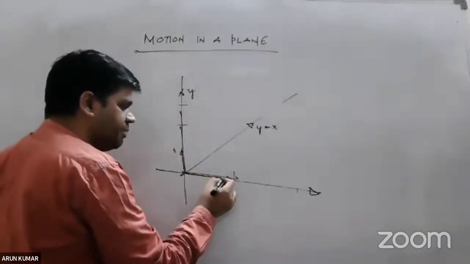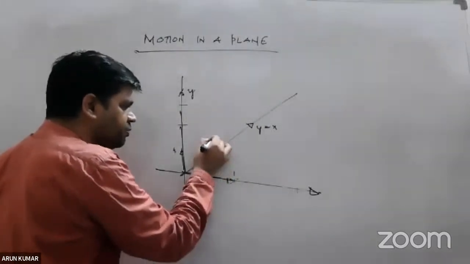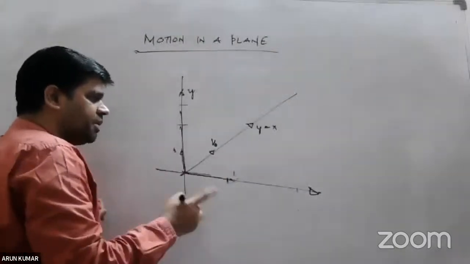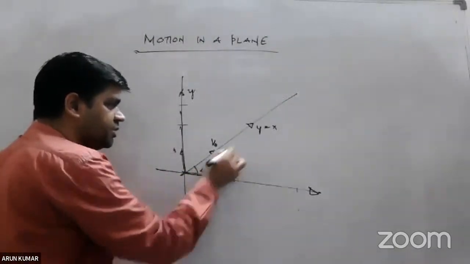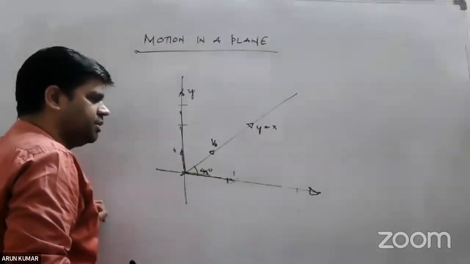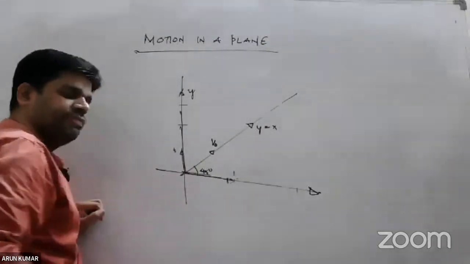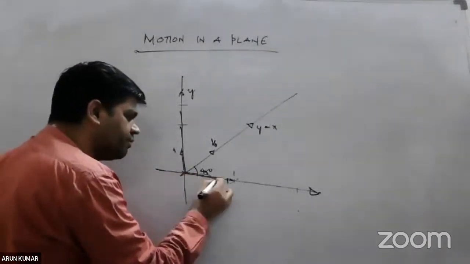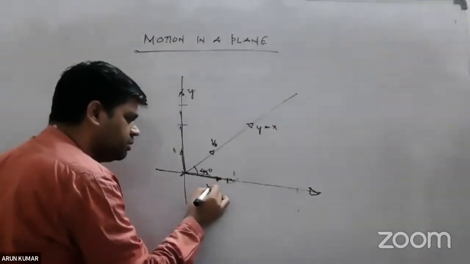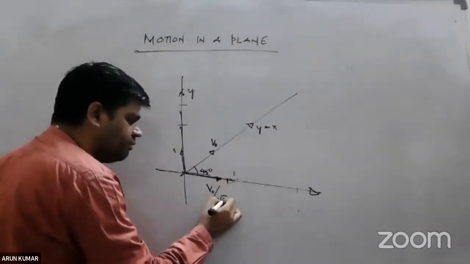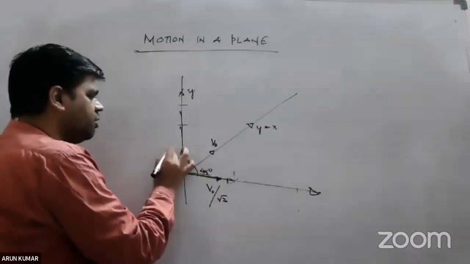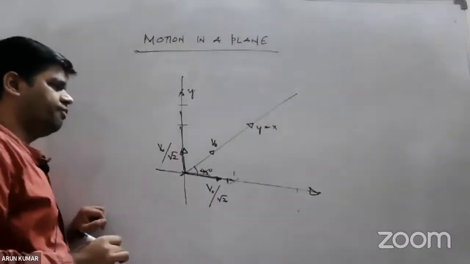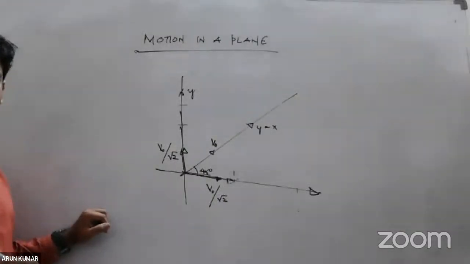For instance, if a particle is moving with V0 along this axis, y is equal to x. If this angle is 45, because y is equal to x, slope is 1, which is tan inverse 1, that is 45. So angle of inclination is 45. What is the horizontal component of this velocity? V0 cos 45, which is V0 by root 2. What is the vertical component of this velocity? V0 sin 45, which is V0 by root 2.